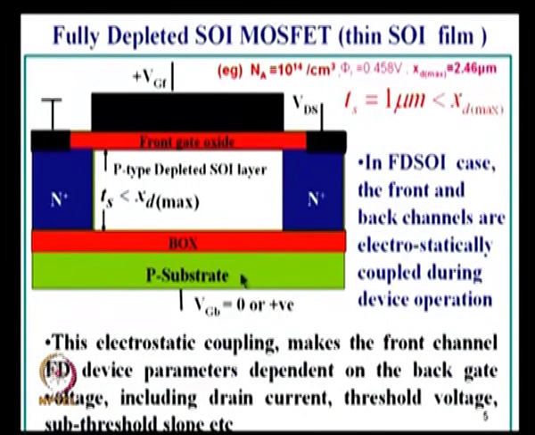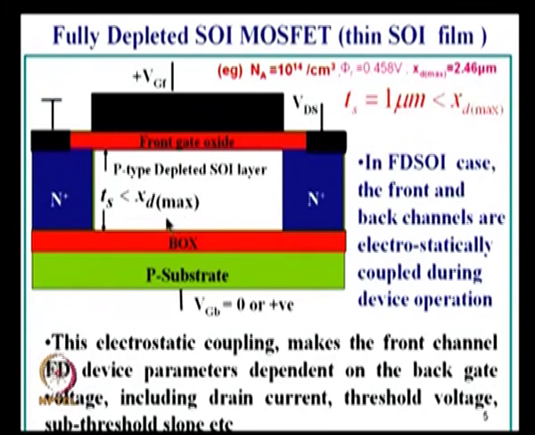Now, if the thickness of the channel is 1 micron, the entire layer will be depleted. It will go beyond that. Even if the thickness of the channel is 2.46 micrometer, when it is inverted, the whole thing will be depleted. So, if the thickness is less than 2.46 micron, it is definitely inverted. Both front and back channel can be inverted. Okay. What happens in between, we will see now in the analysis.